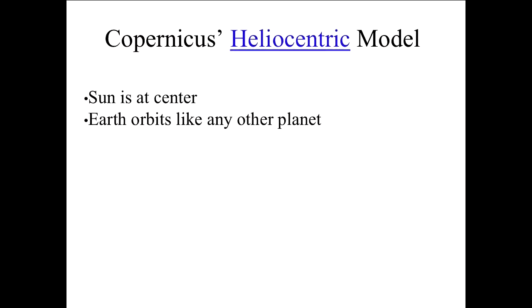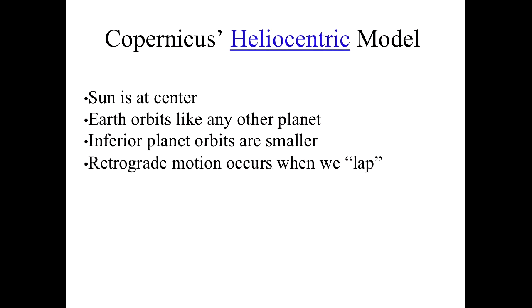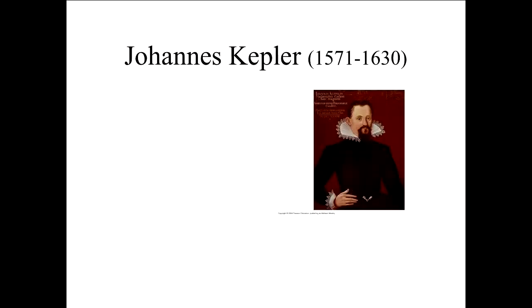Copernicus had a sun-centered model. Sun is at the center. Earth orbits like any other planet. The inferior planets, the ones close to the sun, hug the sun, and that's why they're angularly close, like Venus and Mercury. And then retrograde motion occurs when we lap a planet. So the heliocentric model was invented by Copernicus, maybe invented is not fair, but he certainly argued the case for its value so strongly that it took root.